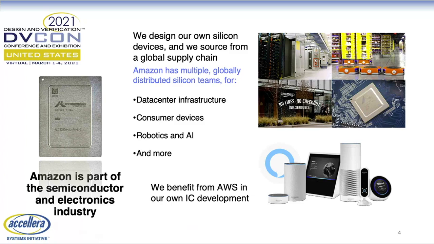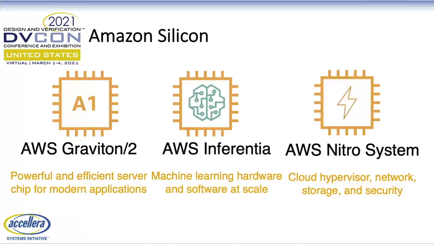So we use them for our data center infrastructures. We also use them for our consumer devices like Echo devices that are shown at the lower right corner, or in robotics and AI that power our Amazon warehouses. And some of these semiconductor components are actually internally developed by Amazon engineers on AWS infrastructure.